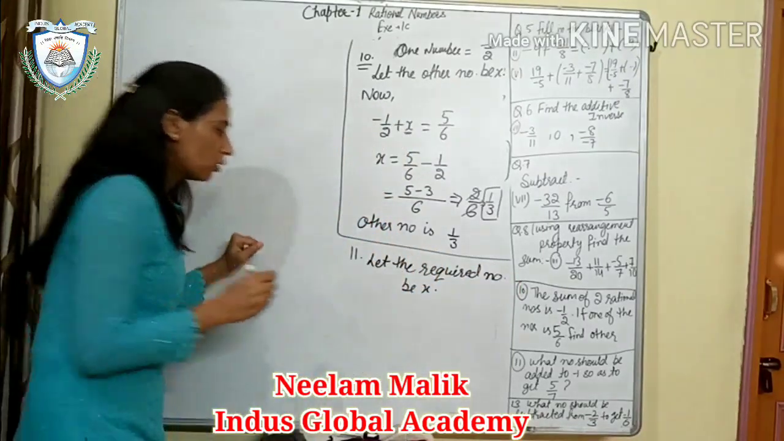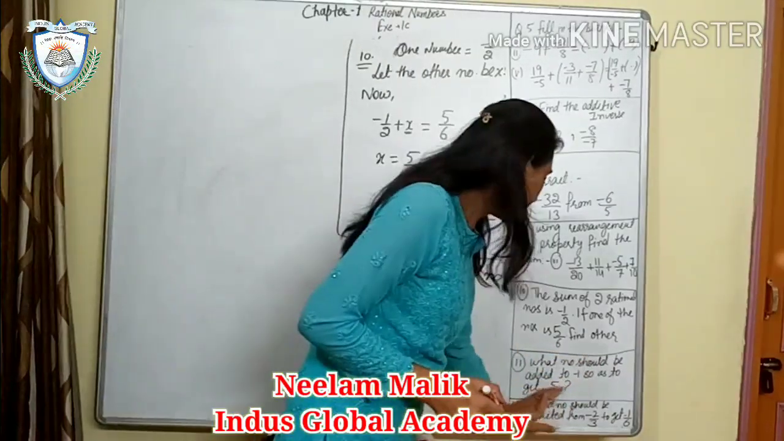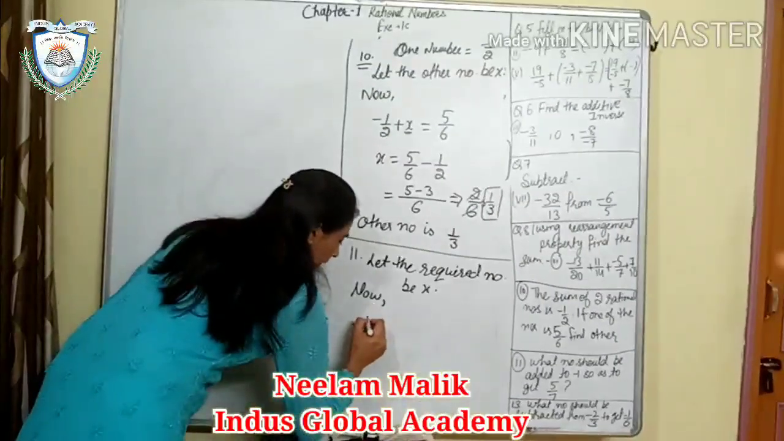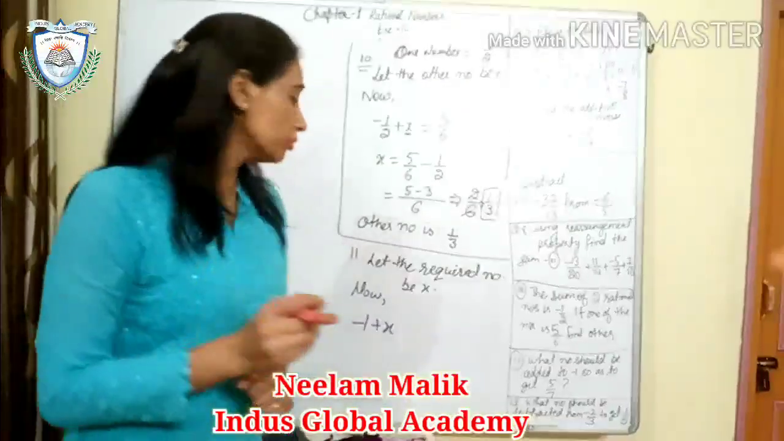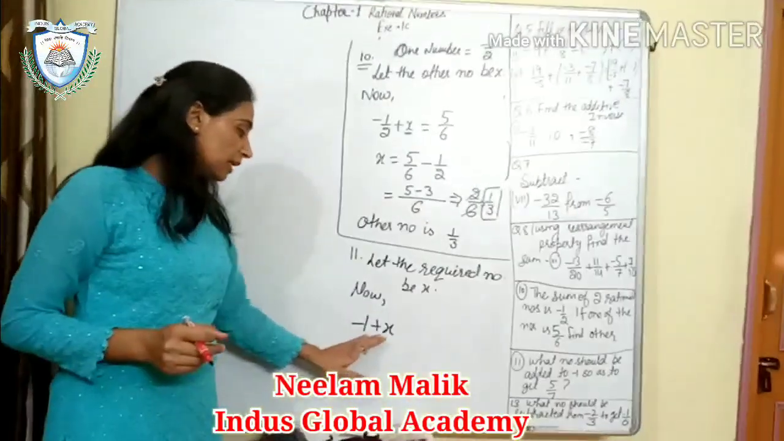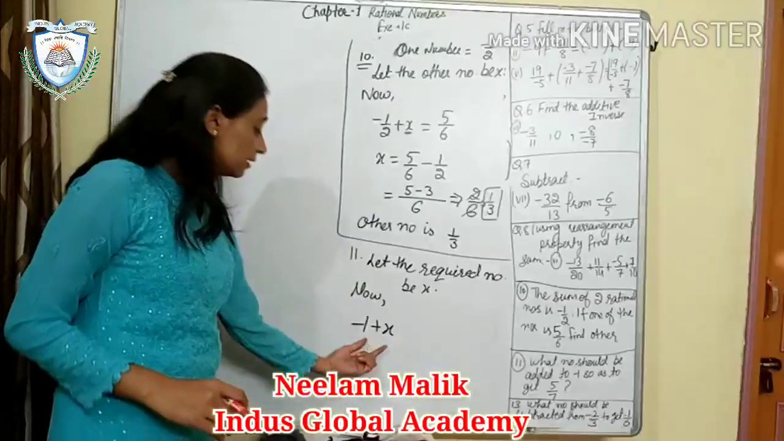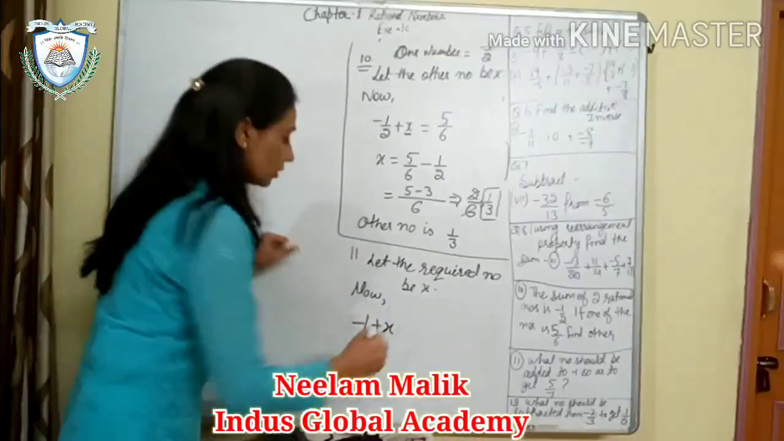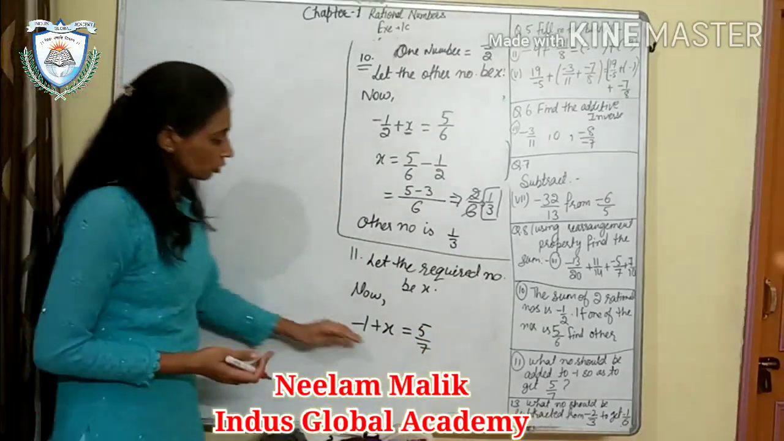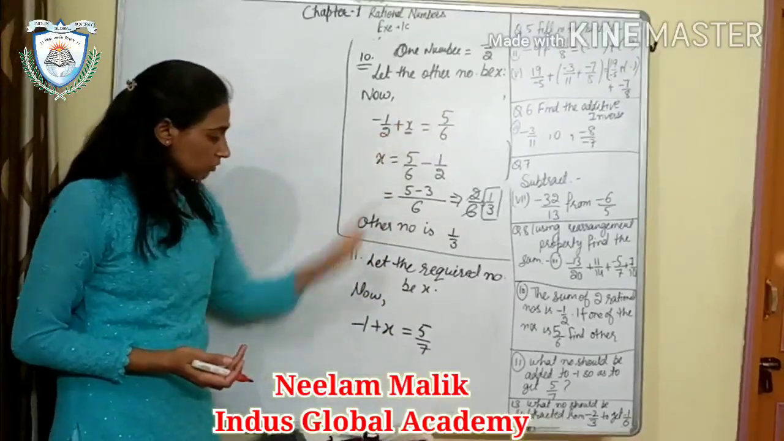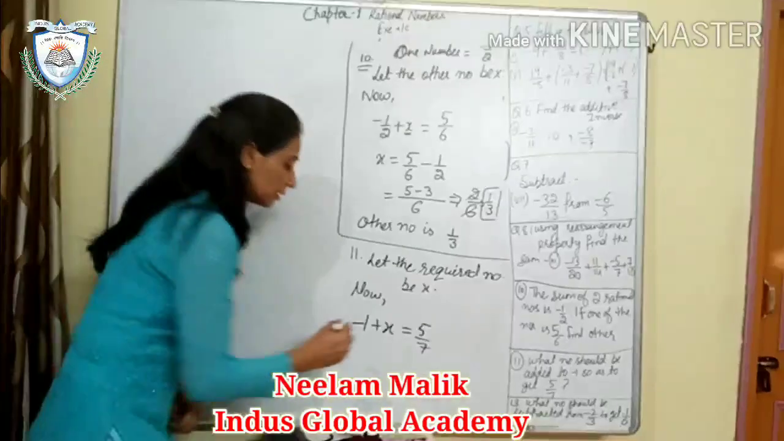Now, what number should be added to minus 1? To minus 1, I'll add x. We have to find that number which we add to minus 1 and get 5 upon 7. That means when I add these two numbers, my result will be 5 upon 7. Similarly as before, this x will stay here and this minus 1 will go to the other side.